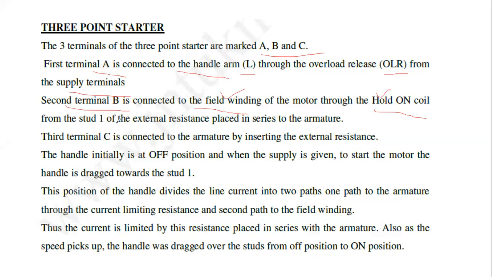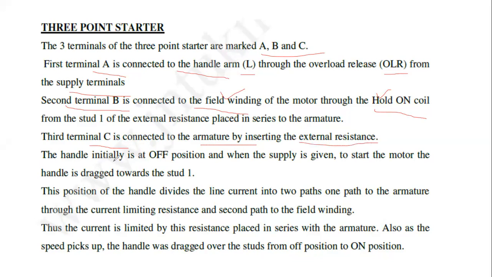From stud 1, the external resistance is placed in series with the armature. Third is the terminal C, which is connected to the armature by inserting the external resistance.